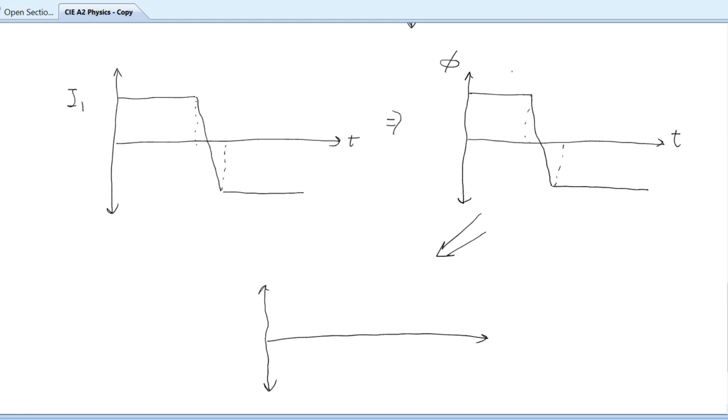So here at this part, the gradient is equal to 0. So the EMF will remain 0 on the x-axis. So this is the induced EMF in the secondary coil.